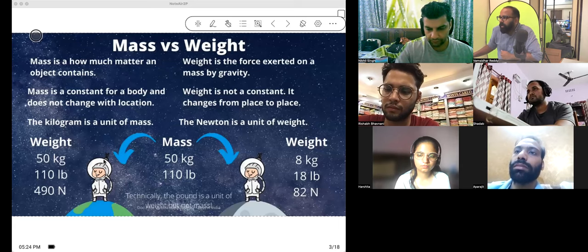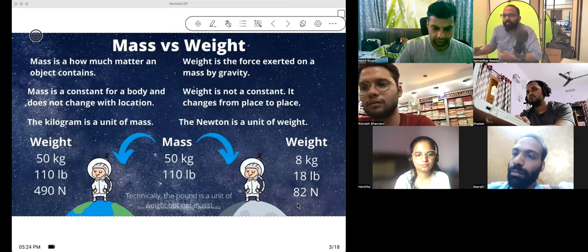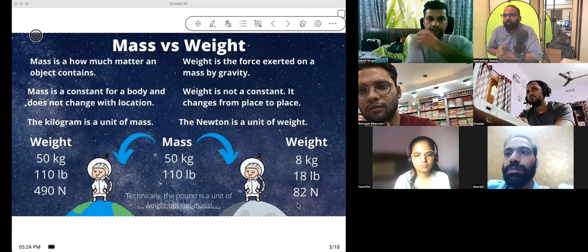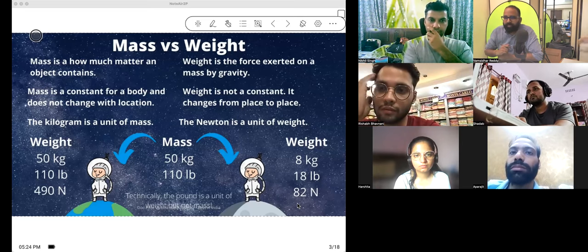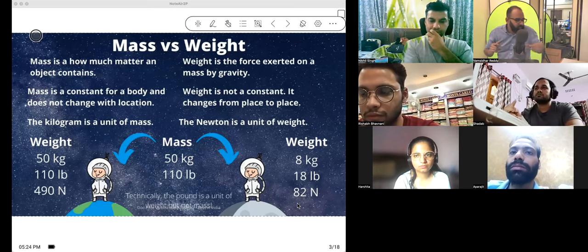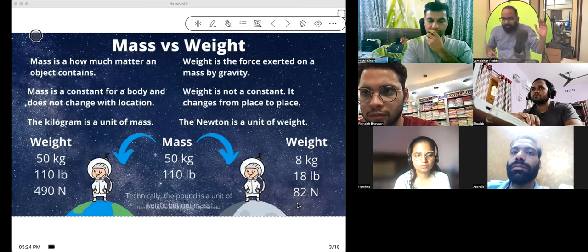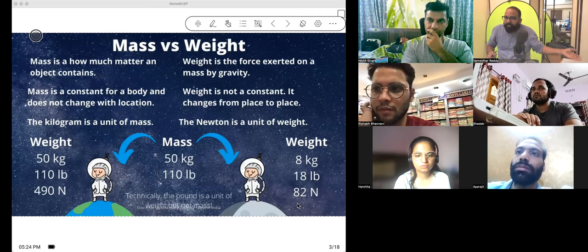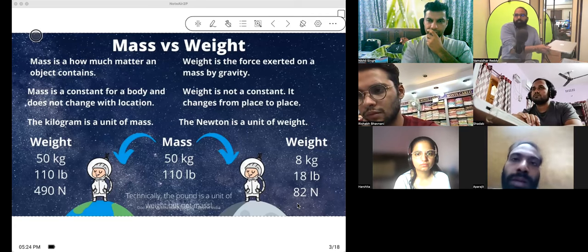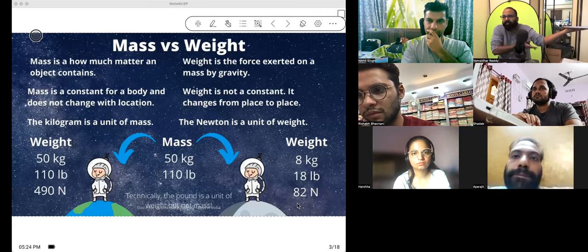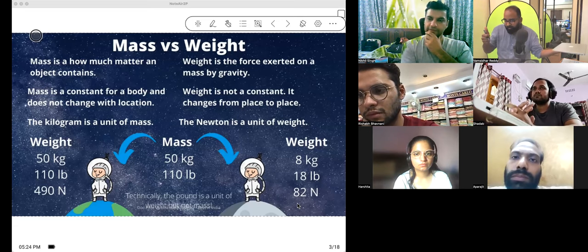Let's assume I went to the moon. Acceleration due to gravity is 1 by 6, so 9.8 by 6 would be somewhere around 1.6 meters per second square. Can I say the weight of the laptop is less when I am standing on the moon and holding it? It will be light because acceleration due to gravity is less. Yes or no? Yes, sir.